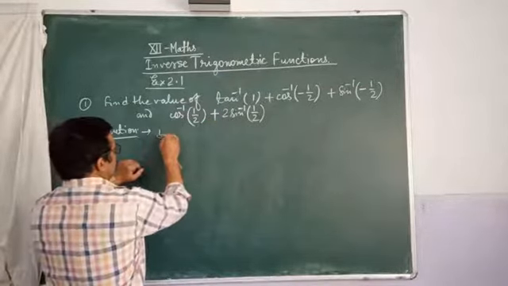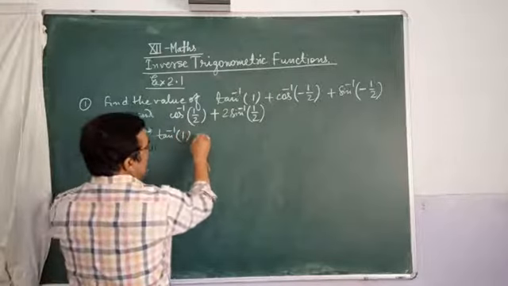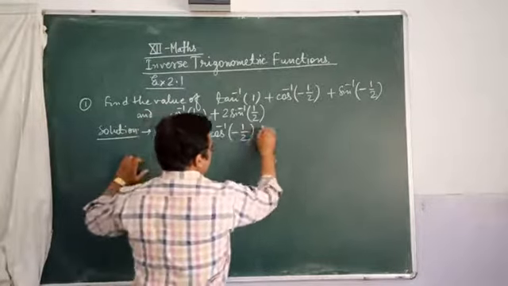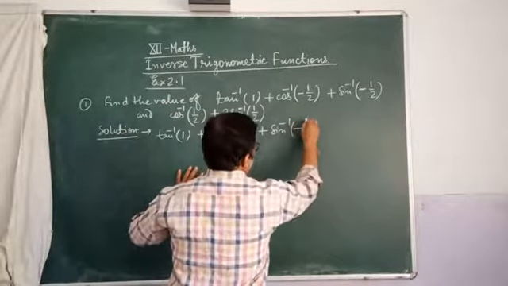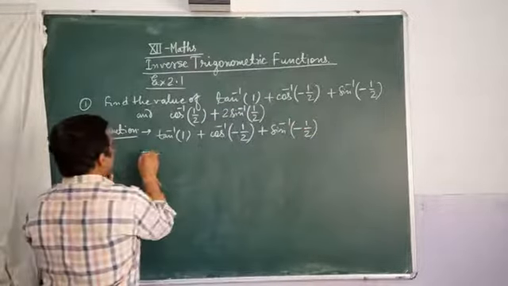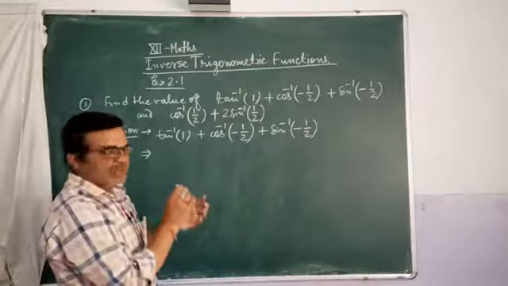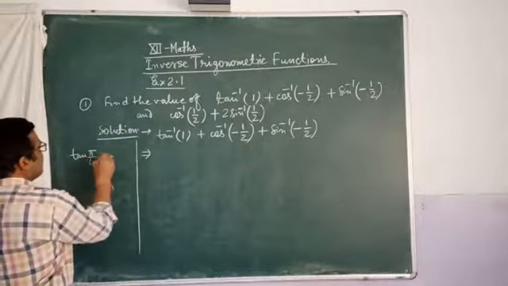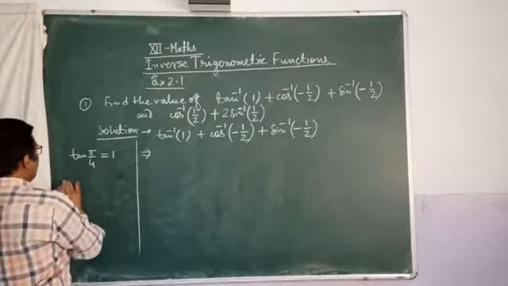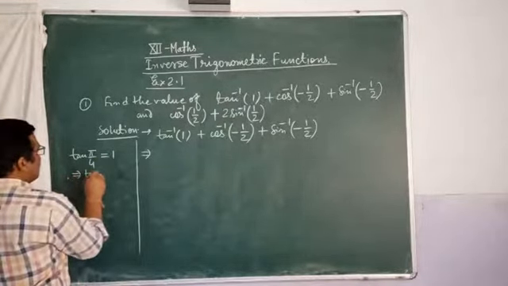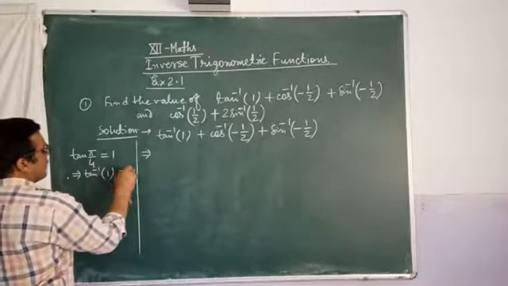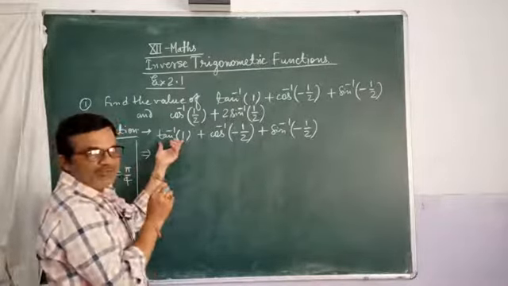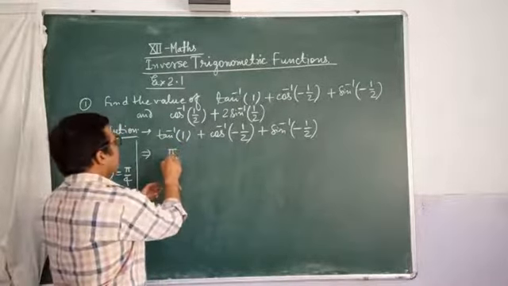We have the question tan inverse 1 plus cos inverse minus half plus sin inverse minus half. Since you know tan pi by 4 is equal to 1, therefore tan inverse of 1 is equal to pi by 4. It is clear here the value of tan inverse 1 is equal to pi by 4.